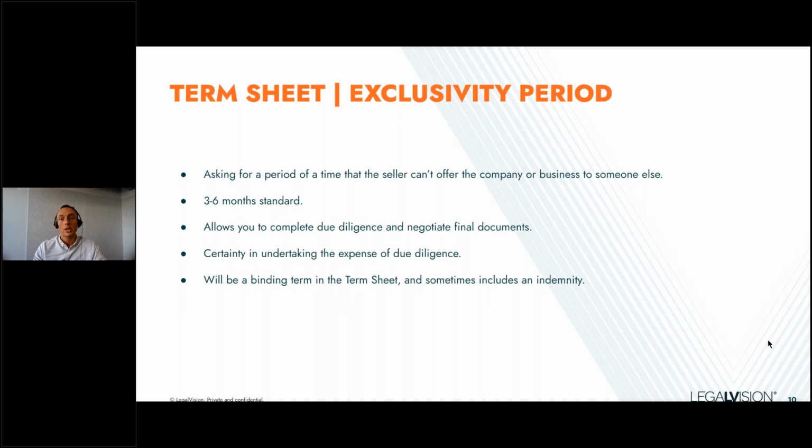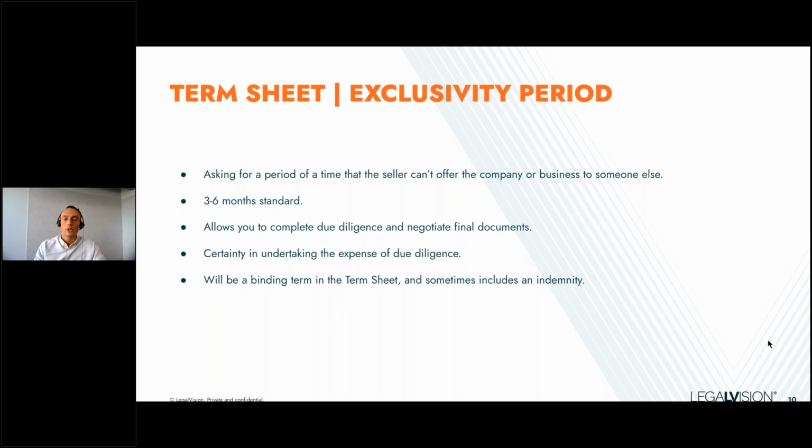Now, one of those clauses from the buyer's perspective that should be binding and that a buyer should be asking for in a term sheet is an exclusivity period. What are we talking about there? Basically, that there is a period of time that the seller can't go off and shop that company or business to any third party. And usually what we see in the market is around 3 to 6 months being an exclusivity period.